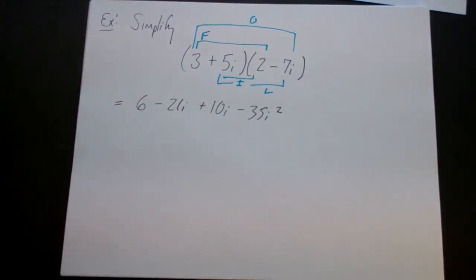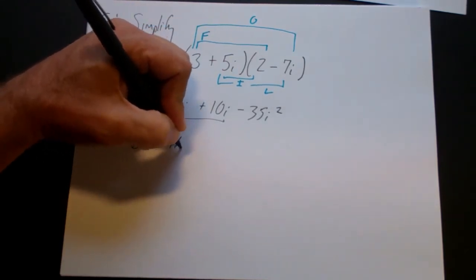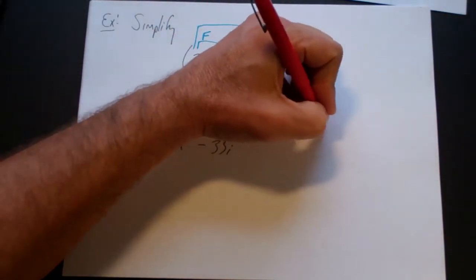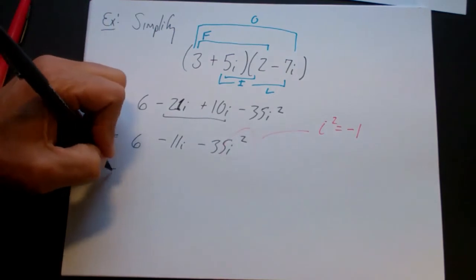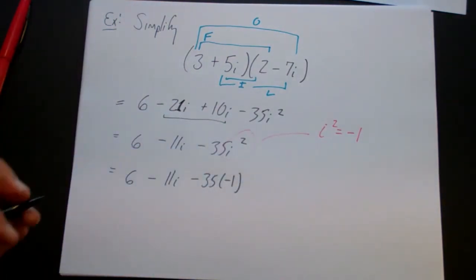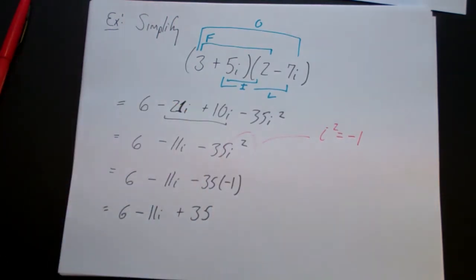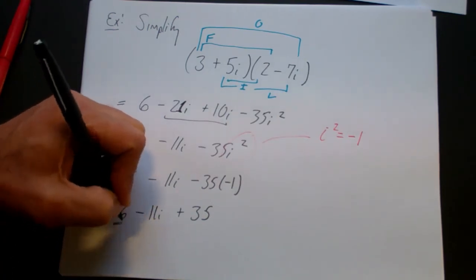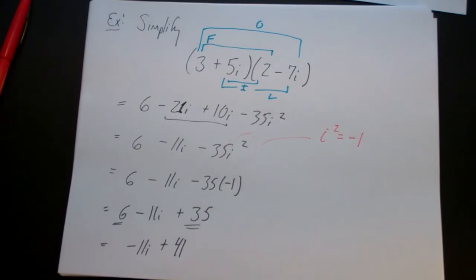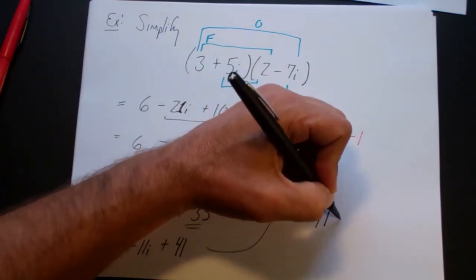I'm going to keep treating these like they're variables. If these were like variables, this is minus 21i and 10i. You combine those two to be a minus 11i, minus 35i squared. But notice we have an i squared, and i squared is equal to a minus 1. So you have 6 minus 11i minus 35 times minus 1. That's going to be 6 minus 11i. A negative times a negative is a positive, so that's going to be a positive 35. We're going to combine like terms. This is 6 and this is 35, so those combine. So that's going to be minus 11i plus 41. That's correct. We like to write it in the form a plus bi, so we're going to put the real part first, and your final answer is 41 minus 11i.